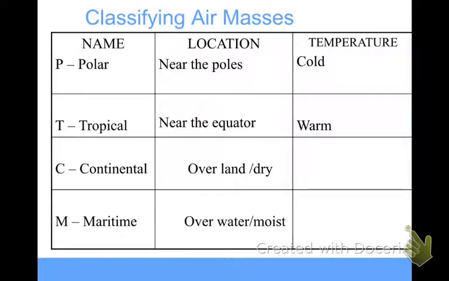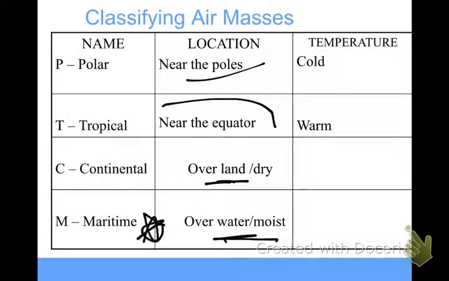Like if you know polar means it's near the poles, don't write that down, okay? If you know that tropical means near the equator, don't write that down. If in your head it makes sense that continent means over land and that maritime means water or moist, don't write that down. Now, a lot of you probably need to write down maritime, because that's probably not something most of you know. But write down the information you really need to write.